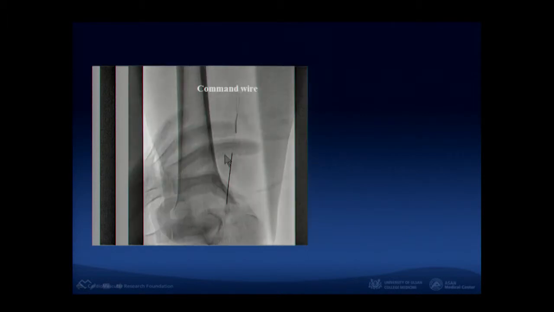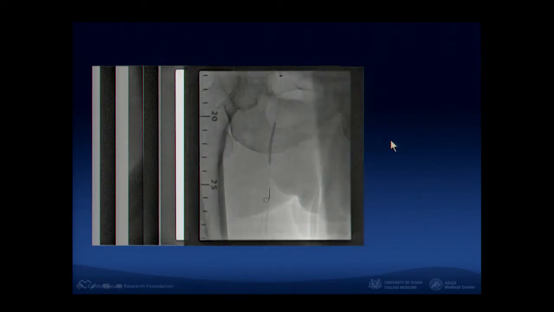So ipsilateral distal SFA puncture was done, and the wire easily went up. The Command wire is very useful in this kind of situation. So a bidirectional approach was done. And then, as you know, the cut technique was applied.